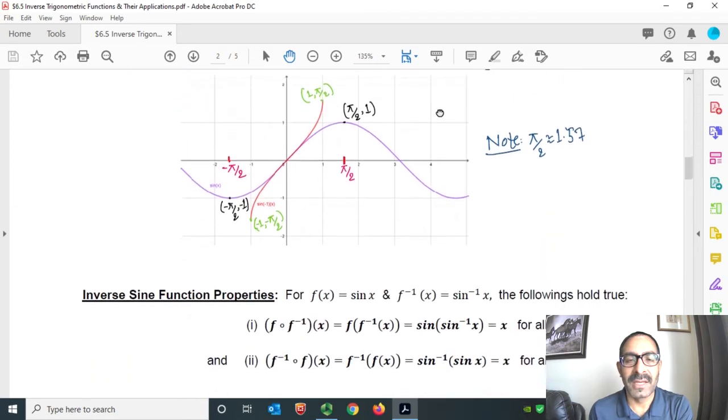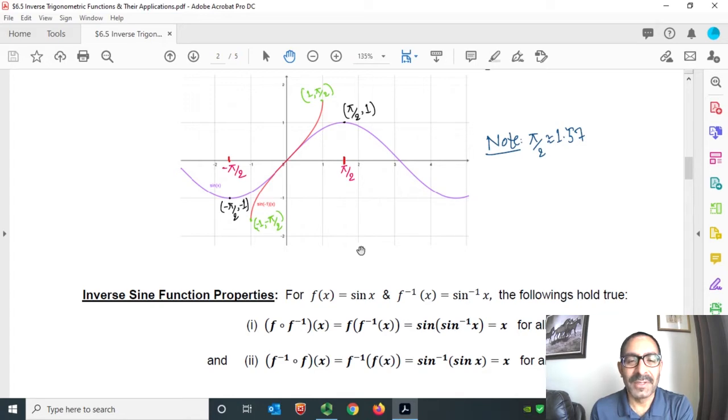Then the graph looks like here. This is the sine graph, and we are only talking about this piece, the sine graph truncated from negative pi half to pi half, so this piece, and its inverse is this graph. The inverse is the reflection of the sine graph truncated from minus pi half to plus pi half. I hope this makes sense to you all.